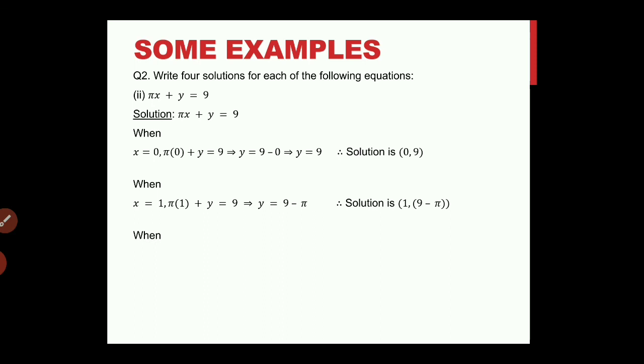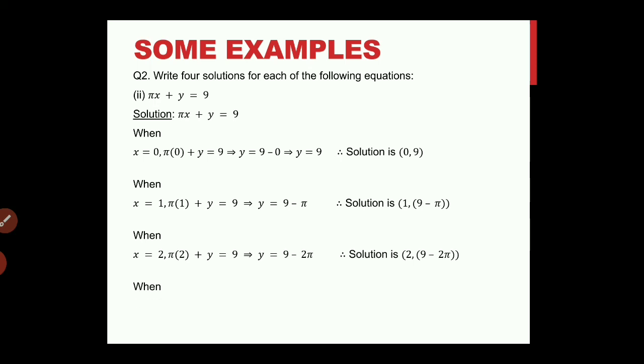Now taking another value as 2. Substituting x is equal to 2 in pi x plus y is equal to 9, we get pi into 2 plus y is equal to 9. Now taking 2 pi on the RHS, we get y is equal to 9 minus 2 pi. So our solution is (2, 9 minus 2 pi).